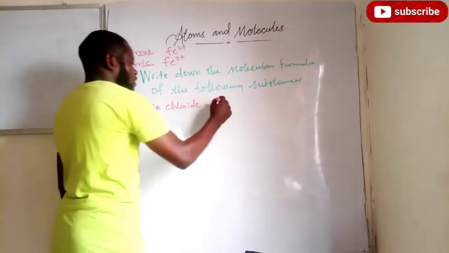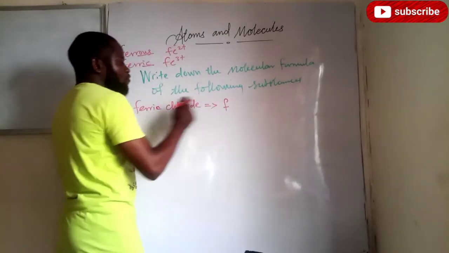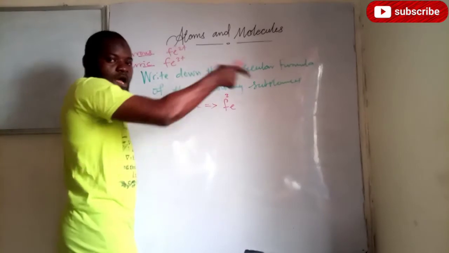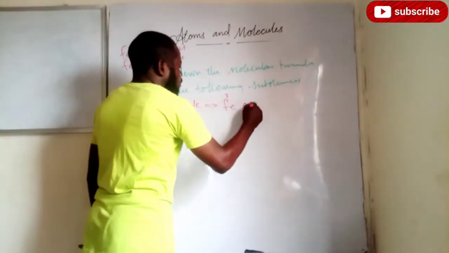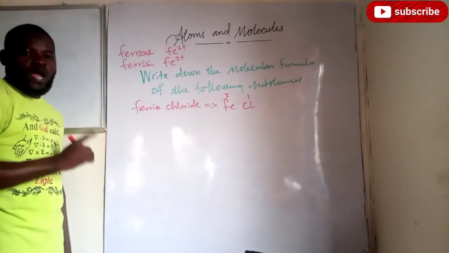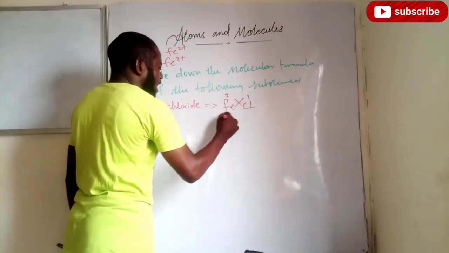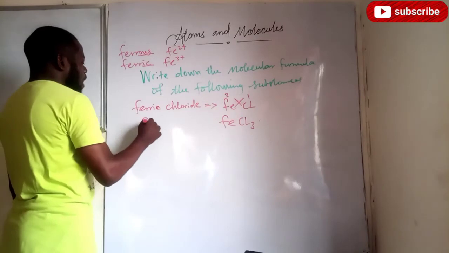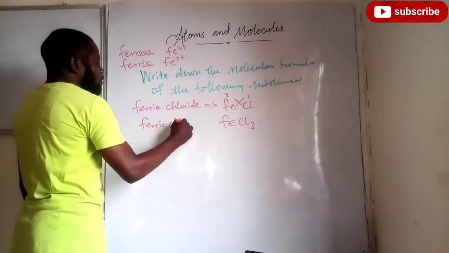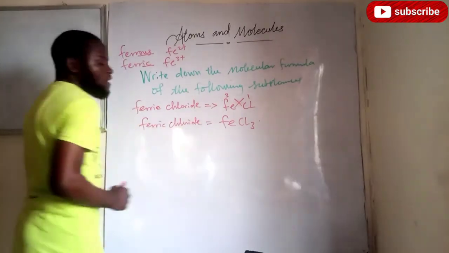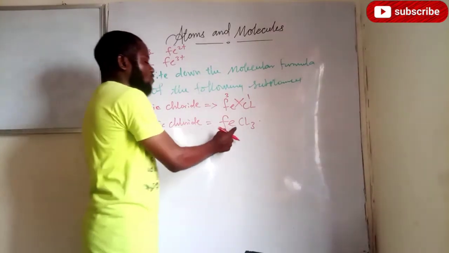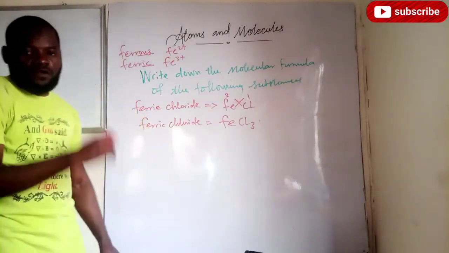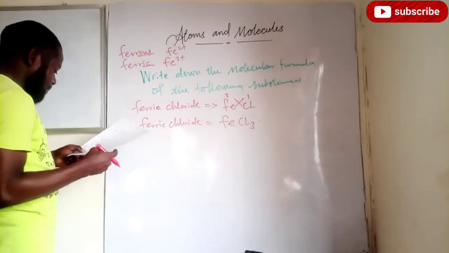Okay? Thank you. So, since it is ic, we make use of the 3 instead of the 2. If it is ous, we make use of 2. Then chlorine is having 1 valency electron. So when we cross multiply, we have FeCl3. So that means that in one molecule of ferric chloride, we have 1 atom of iron, and 3 atoms of chlorine. Let's look at more examples.